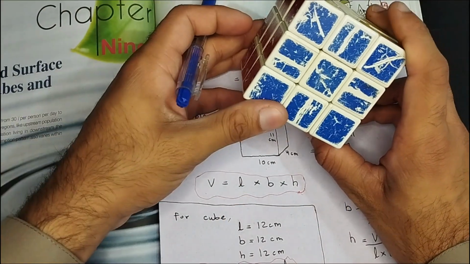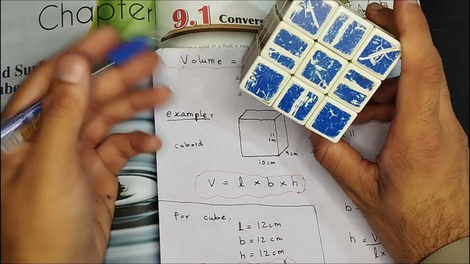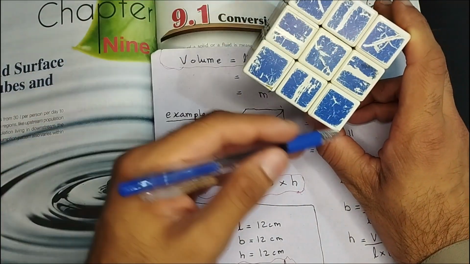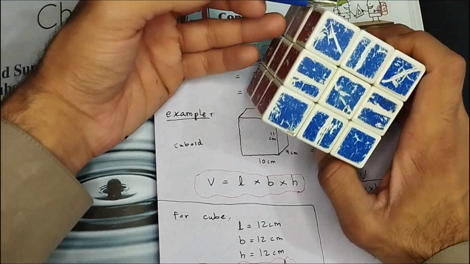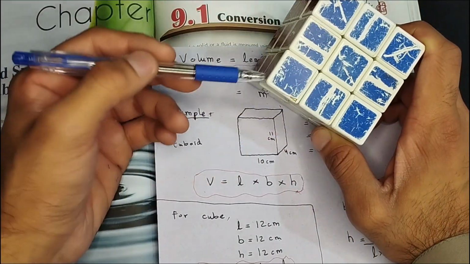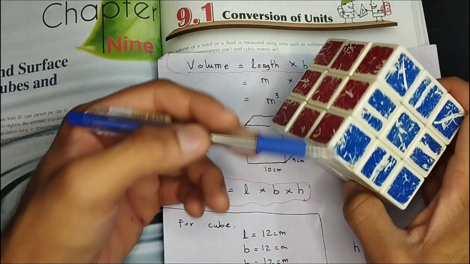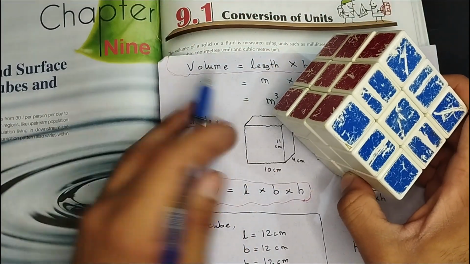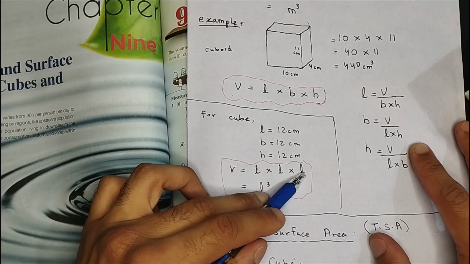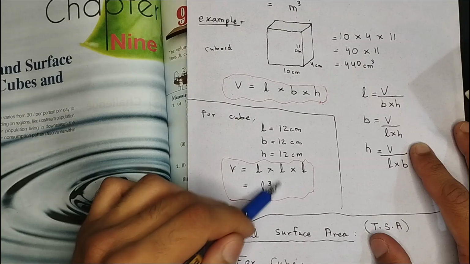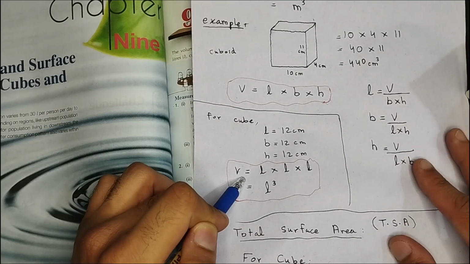It's a different dimension. All of them have 90-degree angles between them, and if you multiply all of them, you will get volume, right? In a cube, length, breadth, and height are all equal. That's why in a cube, we can simply say length multiplied by length multiplied by length, which is length cube. This is the formula of volume for a cube.